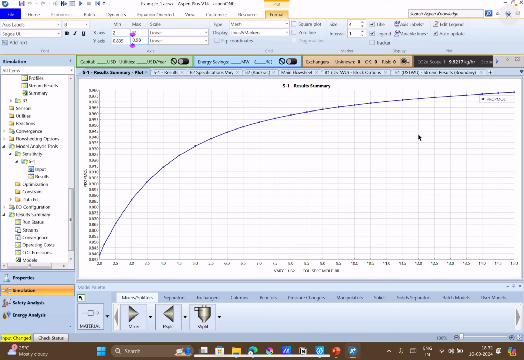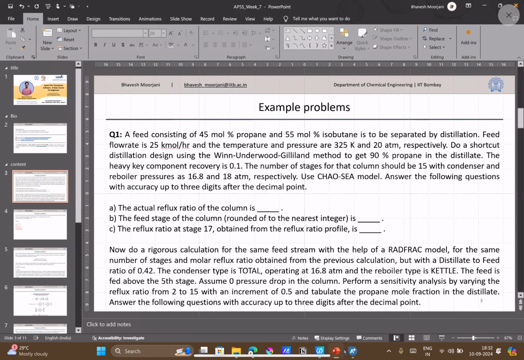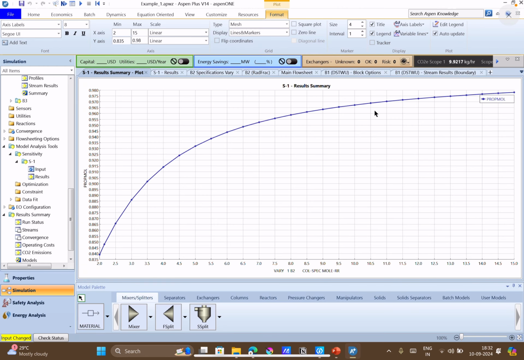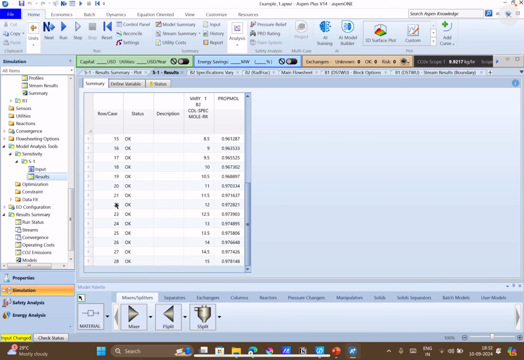Now what has been asked to us at stage number 14, like with the reflux ratio of 14: if the molar reflux ratio is 14, then what is the mole fraction of propane? For that you can use this graph also here, show tracker, and check it out. For 14 we have a value of 0.976, somewhere around 0.9766. We can also see in this result part where we have the exact value. So for reflux ratio of 14, propane mole fraction is 0.976648.